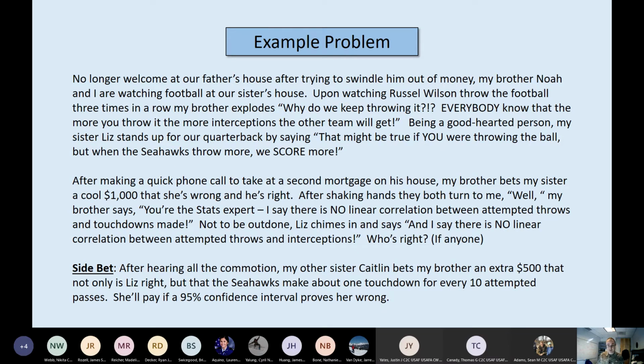So my other sister, Caitlin, claims that the Seahawks make about one touchdown for every 10 attempted passes. And she says she will pay if a 95% confidence interval proves her wrong. So there's two questions in there, right? One is, what is she claiming when she says that the Seahawks make one touchdown for every 10 attempted passes? And then once you figure out what she's claiming, you need to construct a 95% confidence interval to see whether or not that proves her wrong.